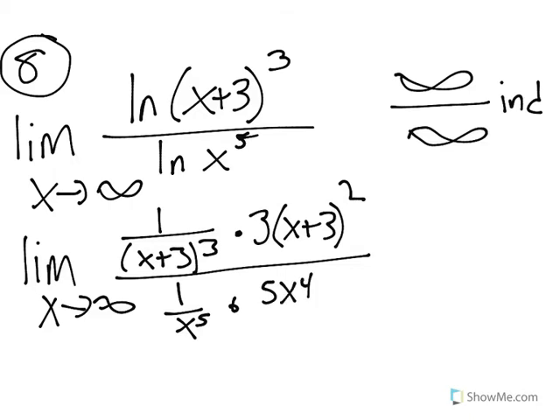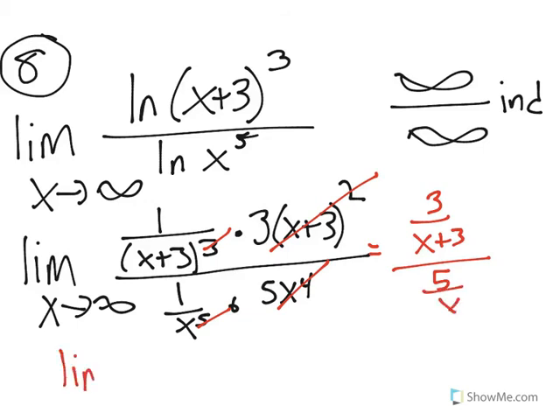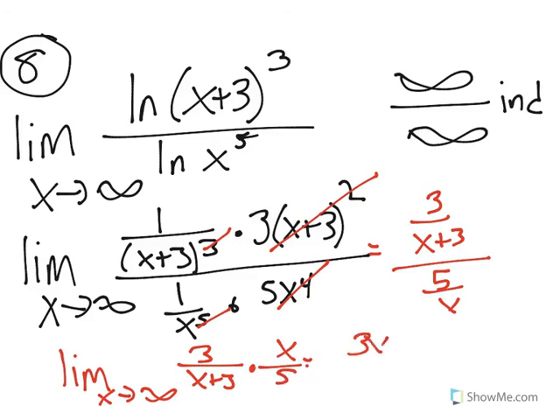And now I'm not going to try to substitute infinity in because I'm going to cancel some things out. It'll always happen with ln's. Gone, gone, gone, gone, and I'm left with 3 over x plus 3 over 5 over x, which I'm then going to turn into one fraction, which equals 3 over x plus 3 times x over 5, which equals 3x over 5x plus 3.